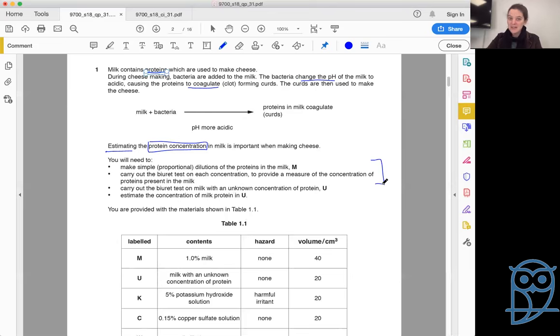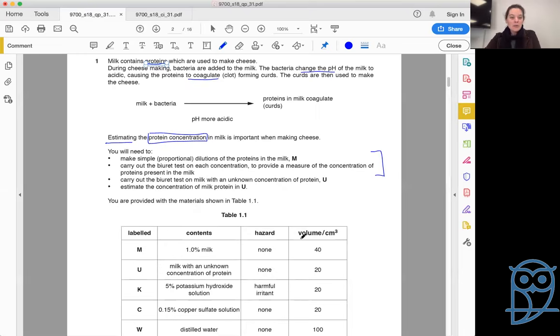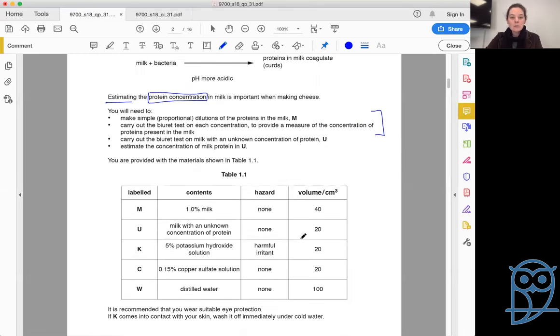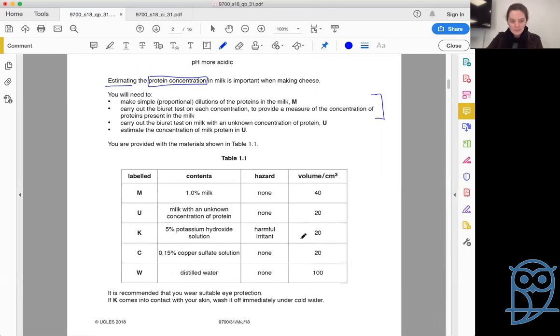This is a process that we know about. This is something we're more comfortable with. So the question is now, how are we going to do it with milk? How are we going to follow the instructions of what they tell us to do? So we're provided with some materials shown in table 1.1, and you always want to go through and make sure that you have got all this present on your bench and everything is in order.